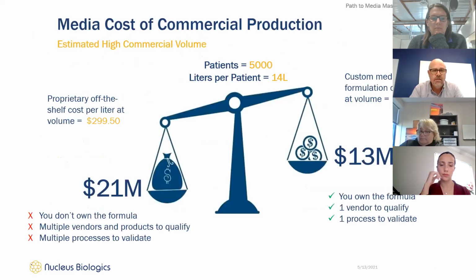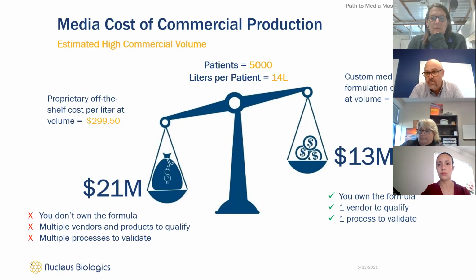If you're just looking at a case study with high commercial volume, around 5,000 patients a year, estimating somewhere around 14 liters per patient. If you compare the proprietary off the shelf, and this is just an average taken of the media and all the components that one would need to purchase and add to that media, it's somewhere around $300, $299.50. Custom media formulation at those volumes, with a similar configuration to the proprietary, is only $189. This equates to around 13 million a year, and a delta of 8 million between the custom media and the proprietary.